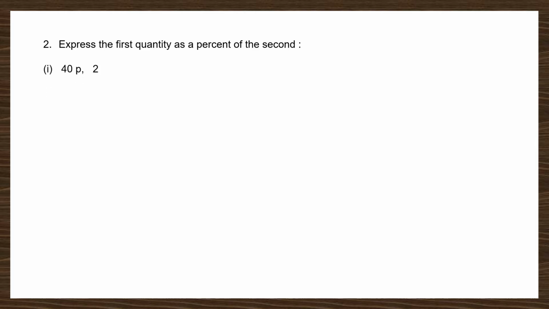Question 1. 40 paisa and 2 rupees. Okay, again as we can see, the units are different. One is paisa and one is rupees. So let's convert the rupees to paisa. 1 rupee, as we know, is 100 paisa. So 2 rupees will be 200 paisa. So now our new quantities are 40 paisa and 200 paisa.